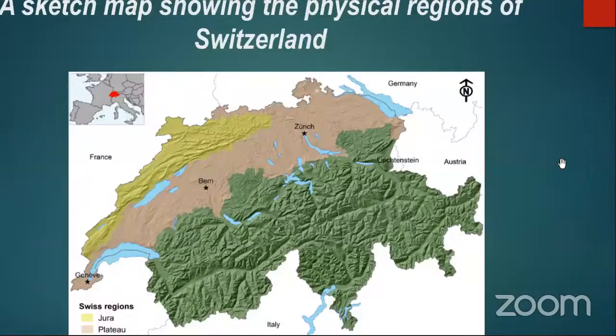Do you see the color yellow? Yes. Who can tell me what is represented by that color yellow from the key? Because that map has a key. It is Jura. That part that is covered with yellow, that is the Jura.